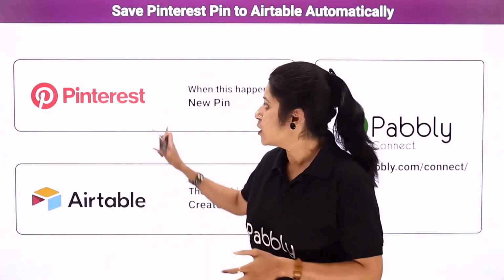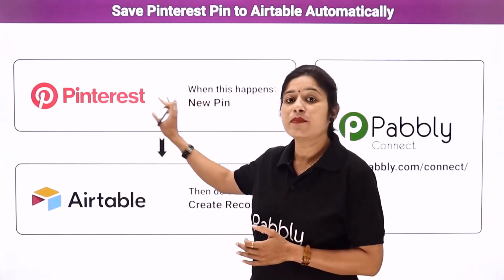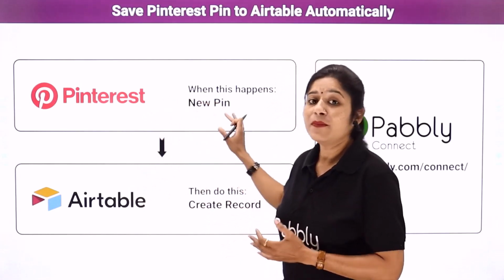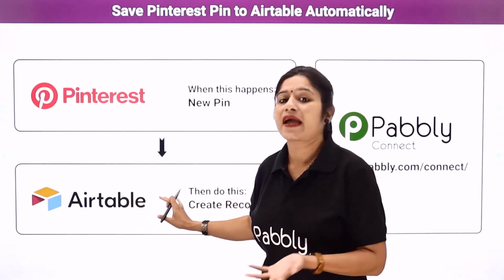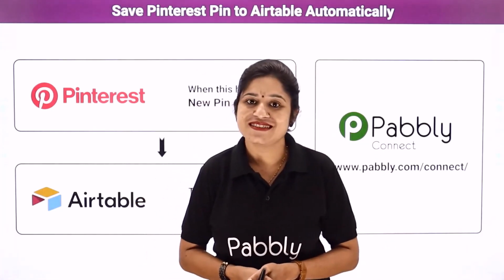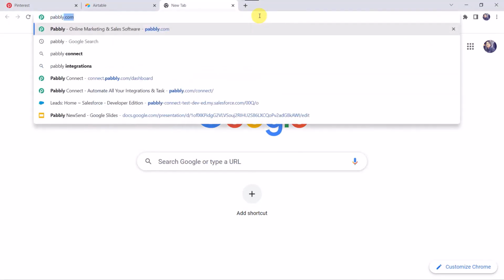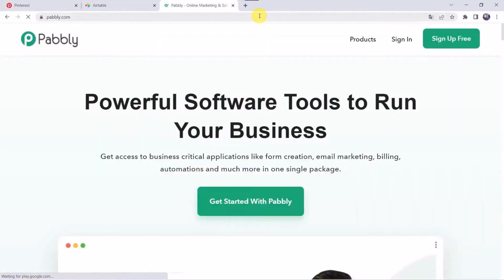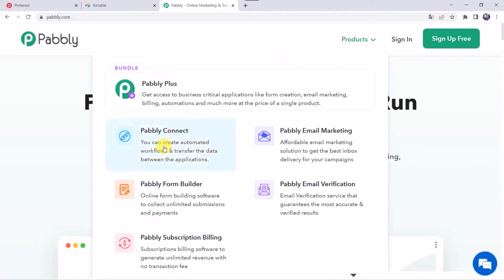So by creating this particular automation, you will have an easy access for all the pins that you create in your Pinterest account because all the pins data will be saved into an Airtable base and it can be used as a backup also. So let us learn the integration process now on my screen. So to start the integration, let us type pabbly.com in our browser. This is the website of Pabbly. Here we have to come to products and click on Pabbly Connect.